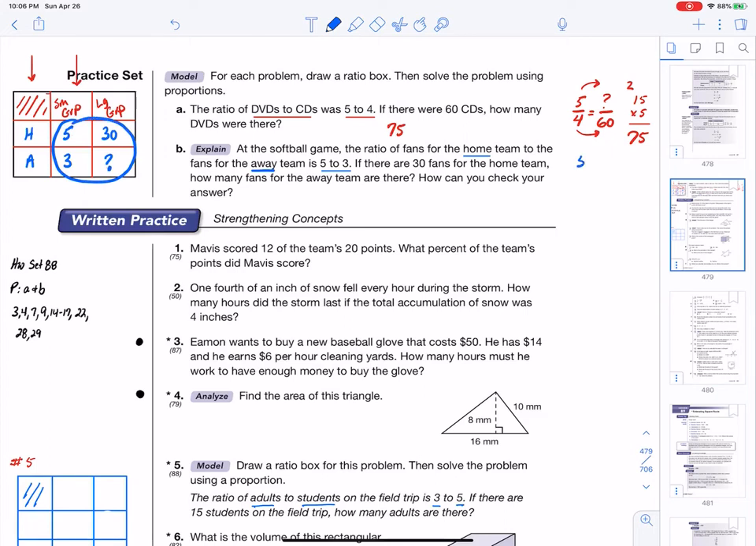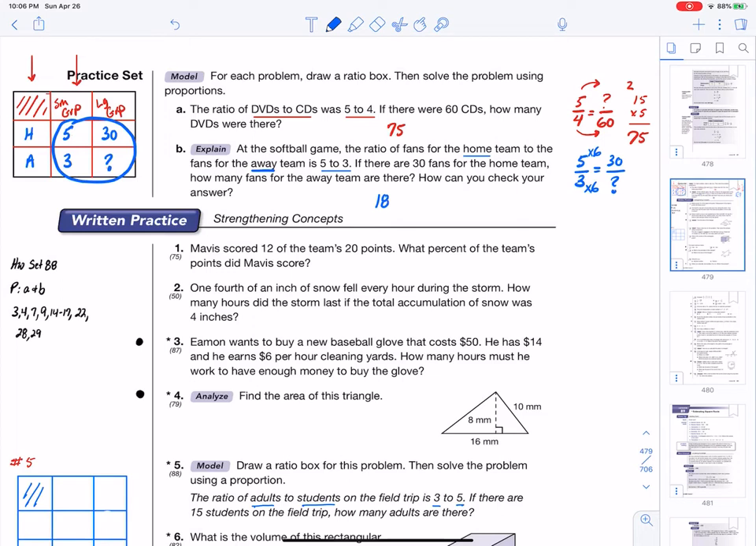So I have 5 over 3 equals 30 over something. To get from 5 to 30, I need to times by 6. So I need to times the bottom by the same thing. They're equivalent fractions you're dealing with. So 3 times 6 is 18. So my missing number is 18.